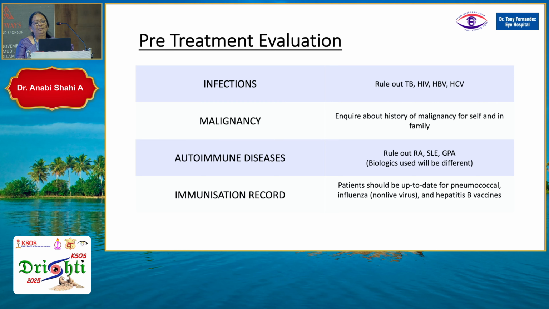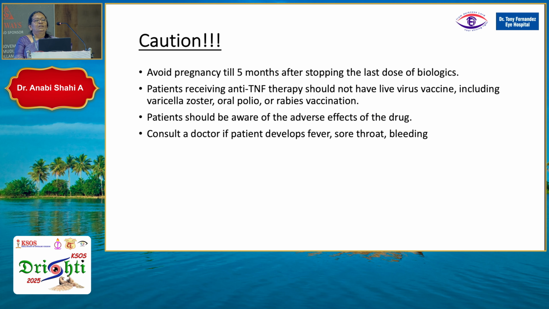Then you have to have an immunization record. Patients should be immunized up to date for pneumococcal, influenza, and hepatitis B vaccine. A word of caution about pregnancy: avoid it till 5 months after stopping the last dose of biologics. Patients receiving anti-TNF therapy should not have live virus vaccine including varicella, oral polio, or rabies.